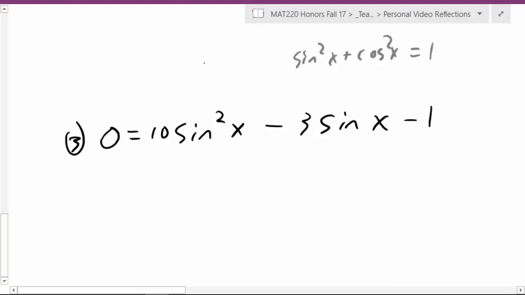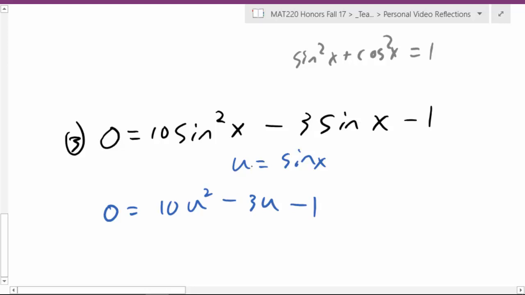Some of you wouldn't even have to switch this. You would just recognize I have a term with a sine squared, then a term with sine to the first, then a term with no sines. Now, if it helps you, you can say let u be sine of x. Because if I do that, then this is the equivalent of 10u squared minus 3u minus 1.